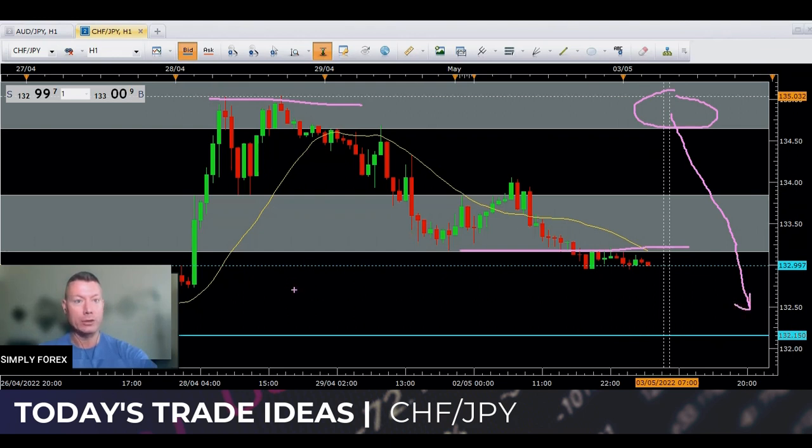So there's a bit of yen strength today. I'm seeing yen strength across all pairs except the US dollar, Japanese yen. But they're the 2 trade ideas for today, guys. Let's take a look at the news now.